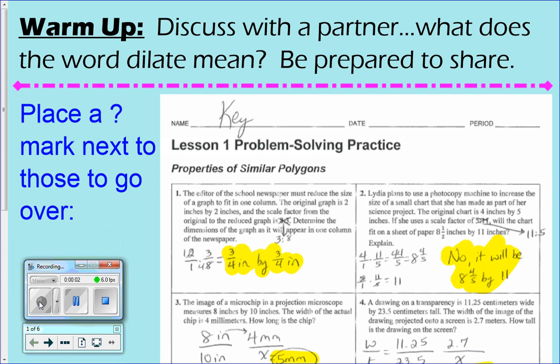So you were to discuss with a partner, what does the word dilate mean? Anybody want to share? What does dilate mean? Yes. So, isn't it like sometimes when you're at the eye doctor, they dilate your eyes, which makes some people see bigger? Good. Anybody else? Dilate. So she's on the right track.